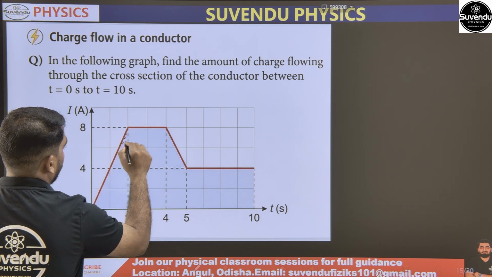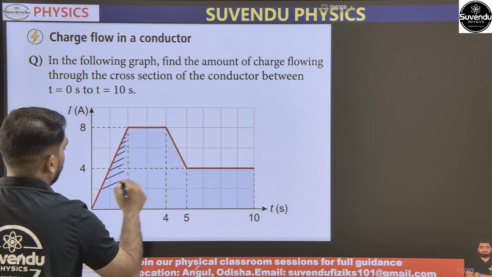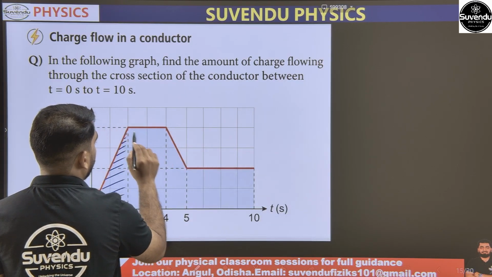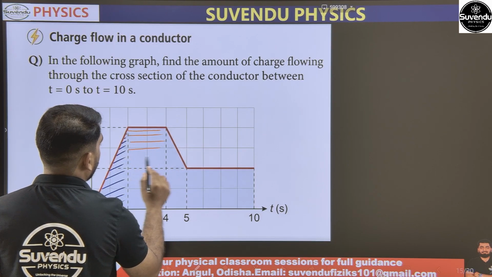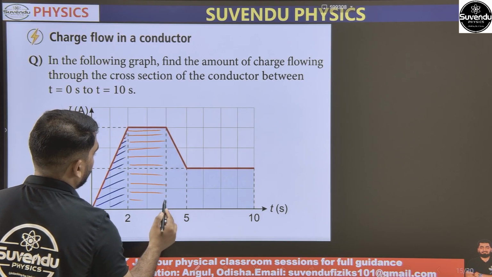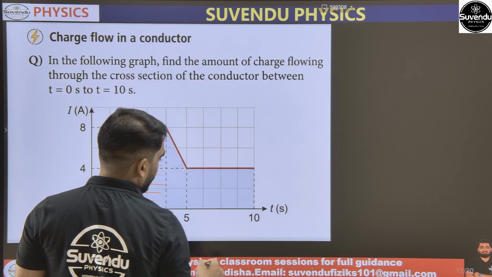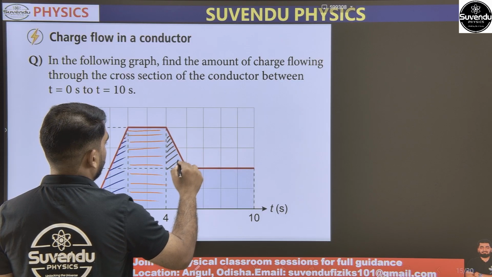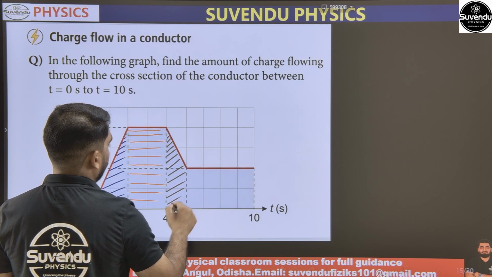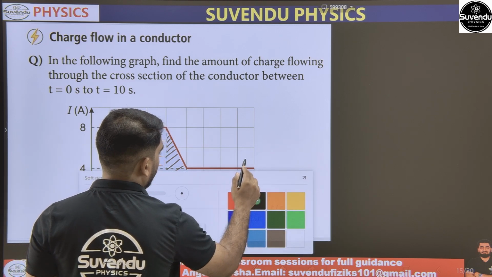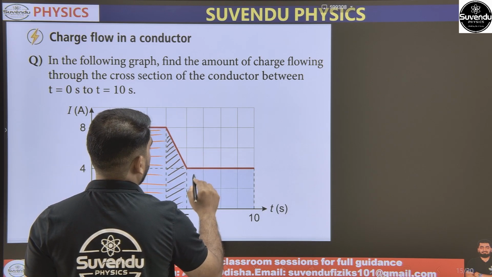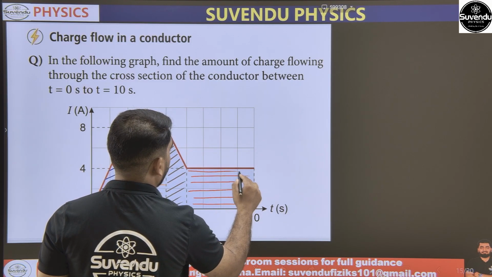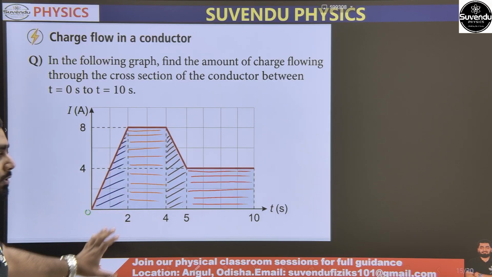So we have to calculate this area. First we have to calculate the area of this triangle. Then you have to calculate the area of this rectangle. Next figure is the trapezium, so find the area of this trapezium. And at last we see one more rectangle. Is that clear to all of you? We have to calculate the area of all of these.